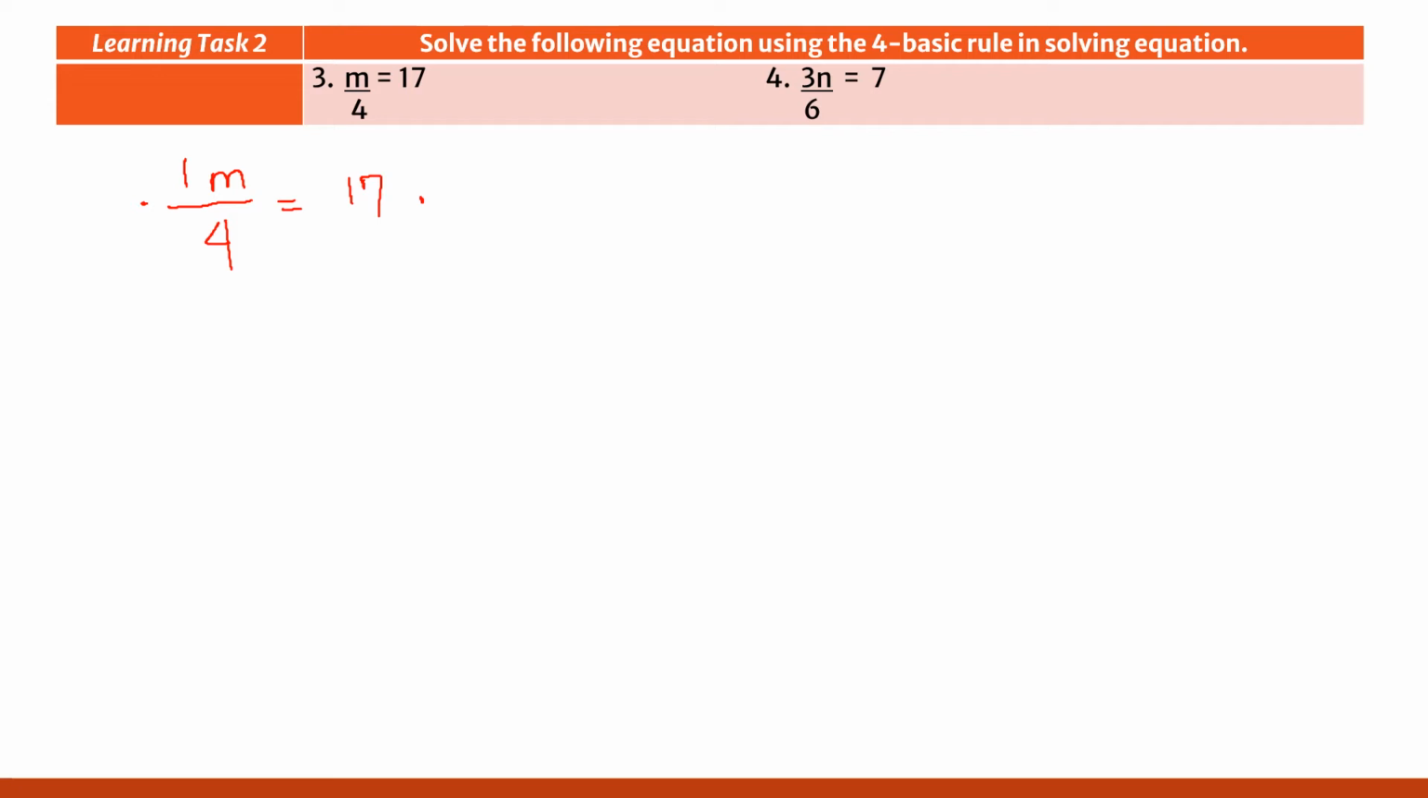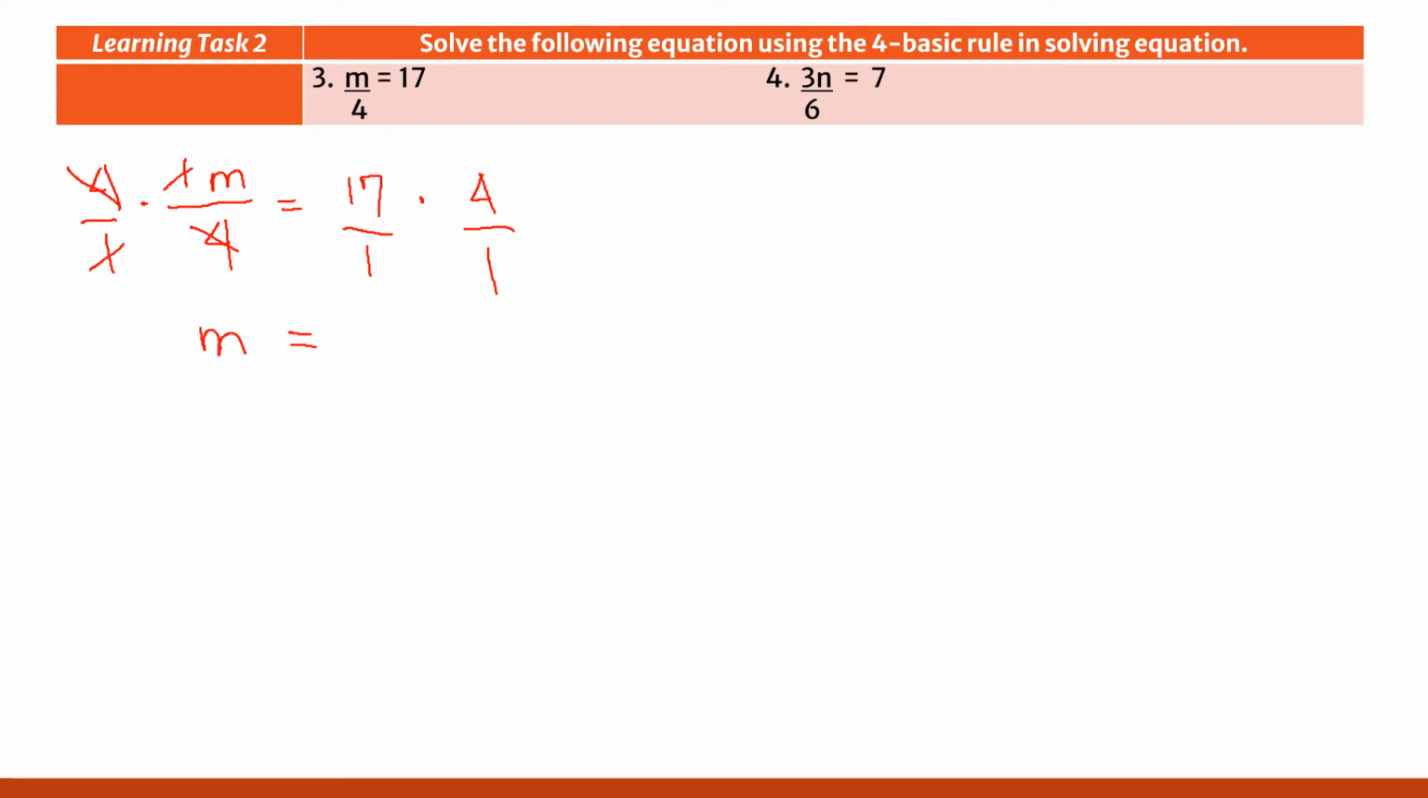So ano reciprocal ng 1 over 4? That is 4 over 1. So sa kabilang side, 4 over 1. So in this case, makakancel natin yung 4, makakancel yung 1. Ang matitira sa left-hand side ay m. Now, 17 times 4 over 1. Since we have this whole number 17, automatic ang denominator nun 1. Kasi sabi nga natin, any whole number divided by 1 is the whole number itself.